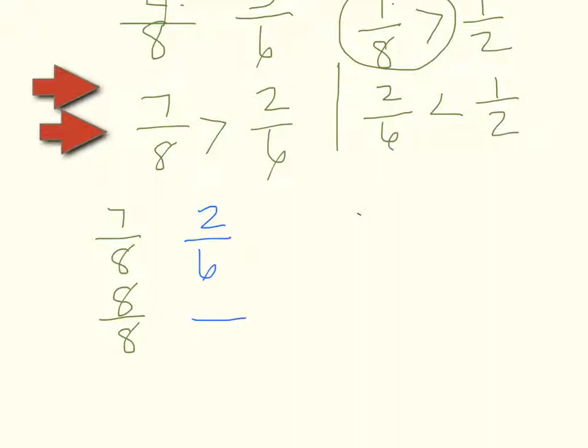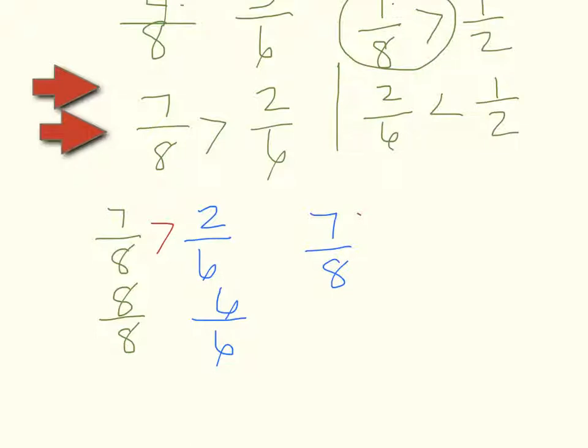Here I have 2/6. How much is a whole pie? 6/6 is a whole pie. So here I'm not even close to a whole pie. So since 7/8 is closer to a whole pie, then, sorry, let me erase that. I did not want to put that. Since 7/8 is closer to a whole pie, then that means that 7/8 is bigger than 2/6.